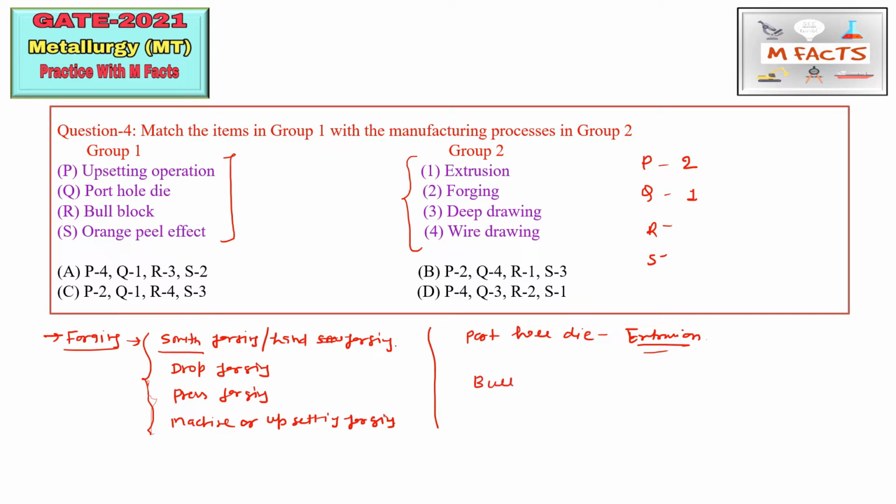What is this bull block? Suppose we don't know what this bull block is in the examination, just for example. The next is the orange peel effect, and the defect list I already supplied on our Telegram channel.